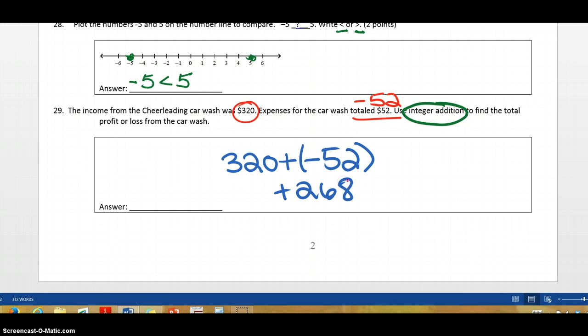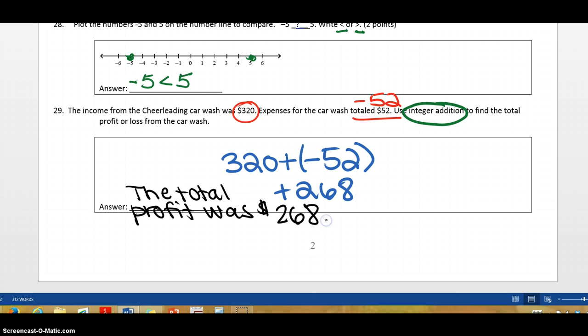Now, that is not our final answer. We need to make sure we write it in a complete sentence and use the context of our problem. So we could write the total profit was $268. Very simple, short sentence, but we need to make sure we write it in a complete sentence, complete thought. So the total profit was $268.